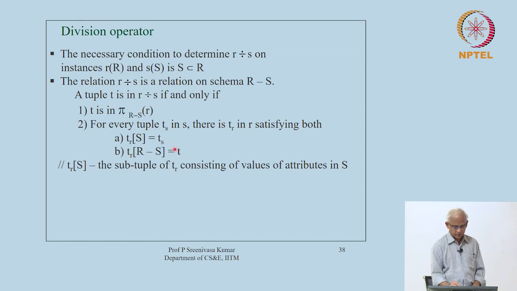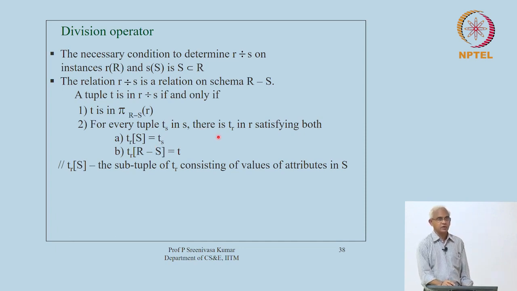So this is the subtuple that exists in the result, but it has the property that it combines with every tuple Ts. If you focus on some tuple Ts, we are guaranteed that some tuple Tr exists in R such that the R minus S portion of it is this particular T that we have, and the S portion is the tuple Ts in S.